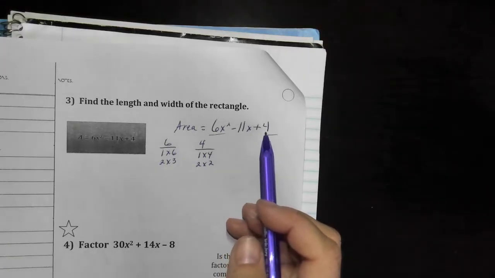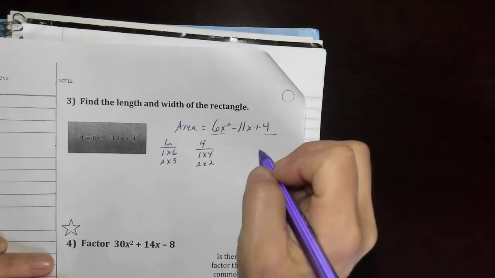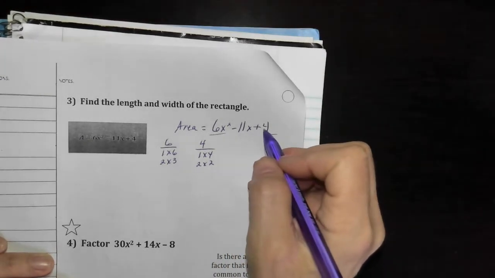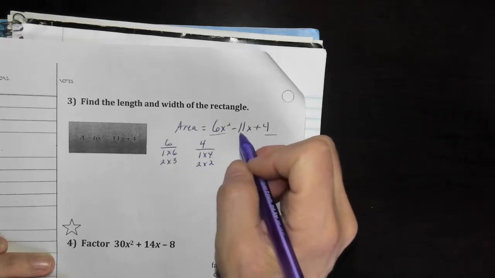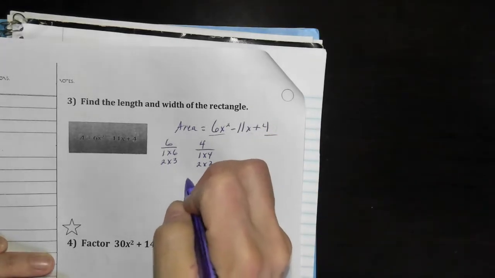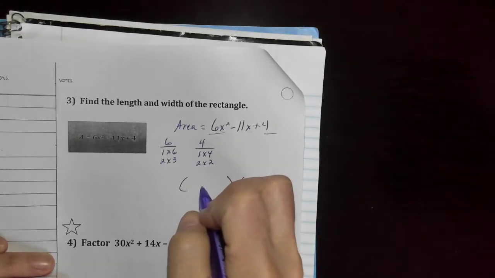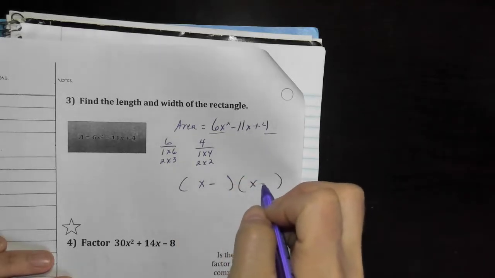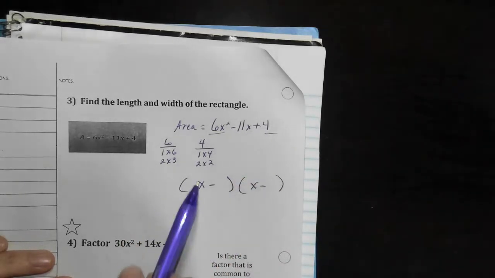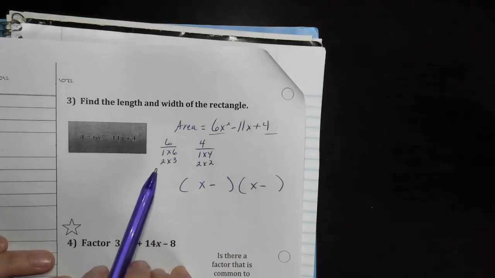You can multiply positive times positive or negative times negative. These are both going to be negatives because multiply 2 negatives, you get a positive. Add 2 negatives, you get a negative. So I'm going to put my binomials and set them up. X here and X here. I know it's going to be negative, negative. And now I have to find combinations that are going to give me a total of negative 11.